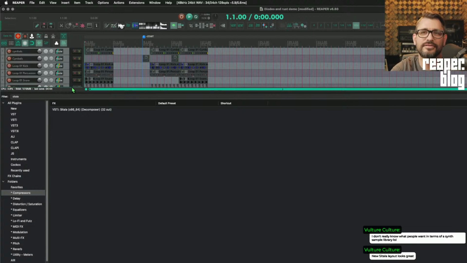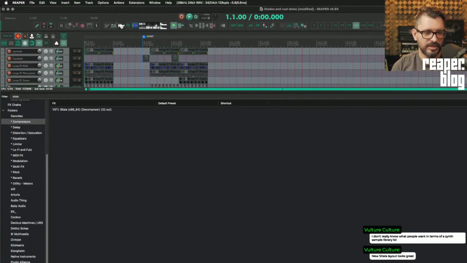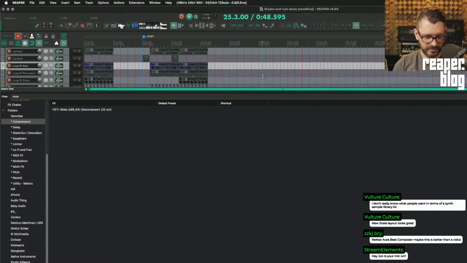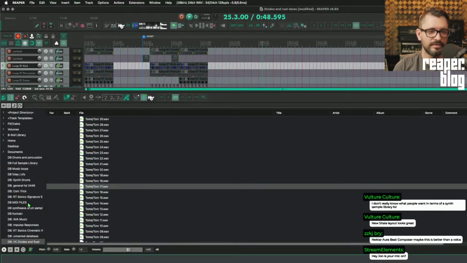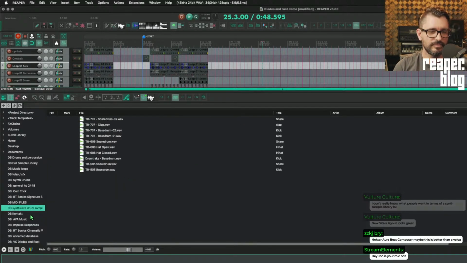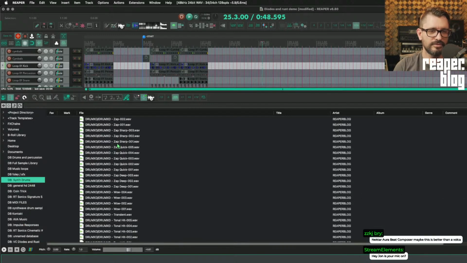There's Crashbox. There is drum synth sounds, which was made from the Minilog. Where is it? That's not even the right window I'm looking in. Where is it? Synth drums.